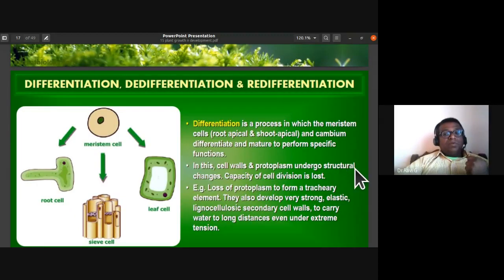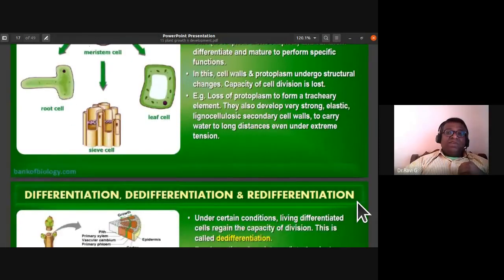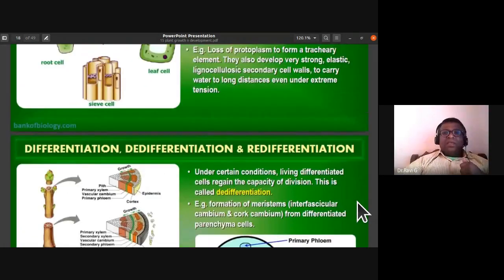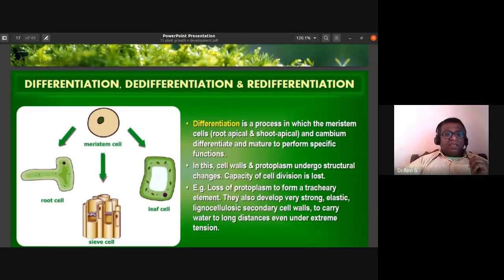In this, cell walls and protoplasm undergo structural changes. The capacity of cell division is lost in the differentiation process. An example is the loss of protoplasm to form a tracheary element. They also develop a very strong elastic lignocellulosic secondary cell wall to carry water to long distances even under extreme tension. This topic I'll be discussing in the next class.